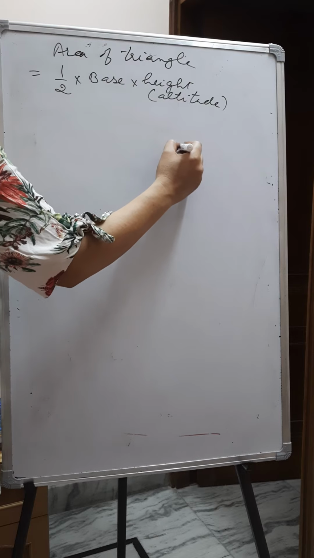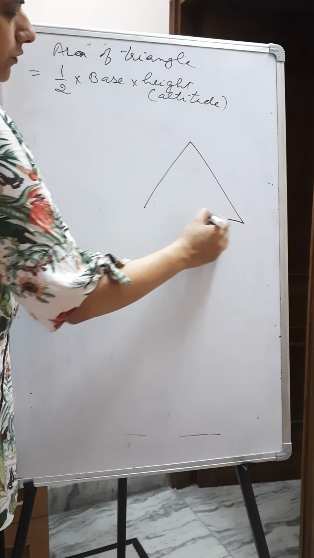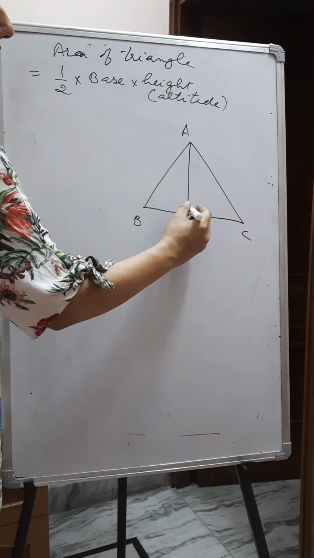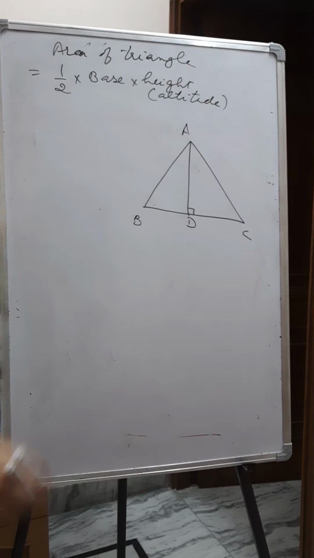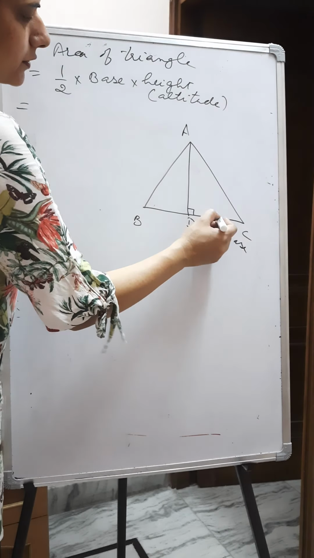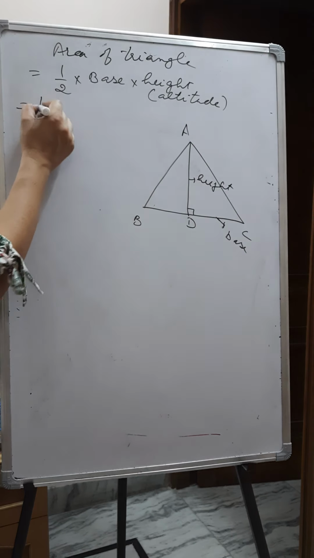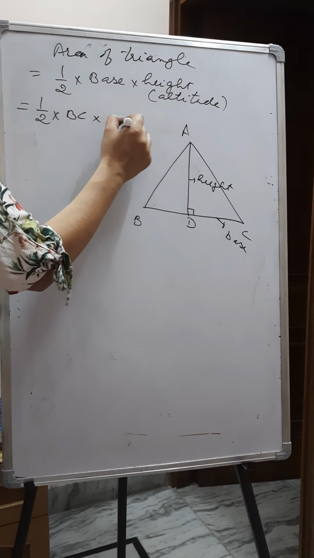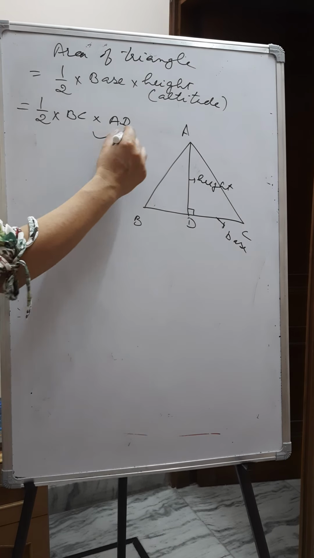If we have the triangle ABC, generally what you have studied till now, from A there is a perpendicular at point D on BC. Then BC is called the base, and AD is called the height. This is what you have studied, and the formula becomes half BC base into height AD. This is the right formula.